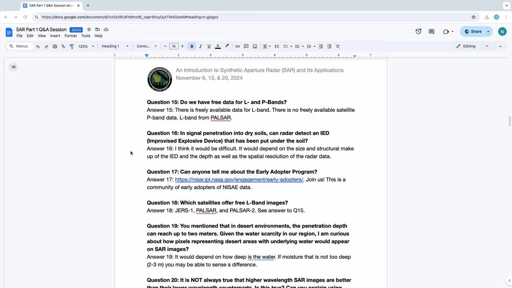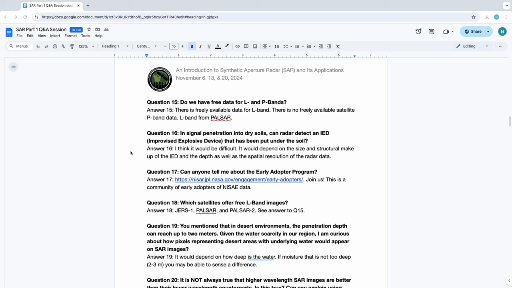Question 16, in signal penetration into dry soils, can radar detect an improvised explosive device that has been put under the soil? This is a great question. I think it would be difficult. I think it would depend on the size of the IED relative to the spatial resolution of the radar, and how different the structural characteristics of the IED are. I don't know, but I think you would need very high spatial resolution.